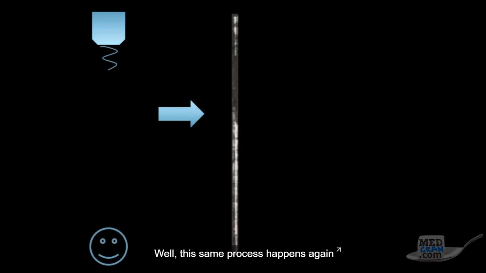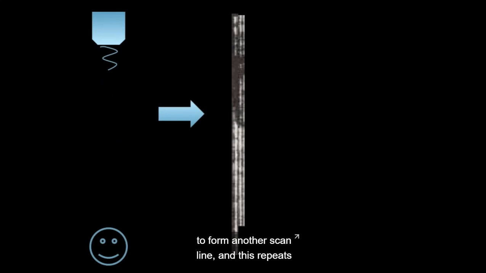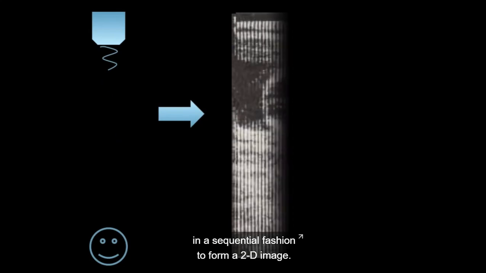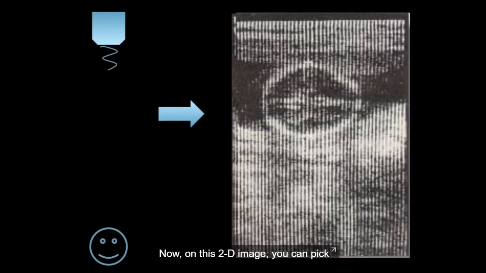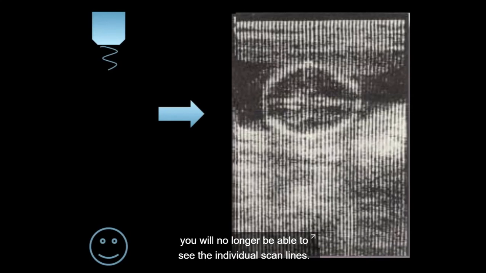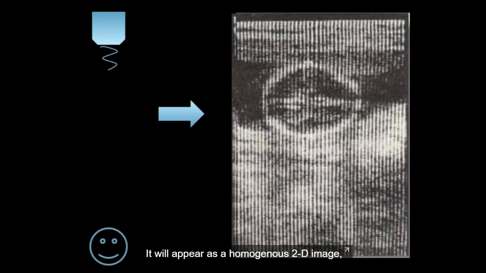Well, this same process happens again to form another scan line. And this repeats in a sequential fashion to form a 2D image. Now, in this 2D image, you can pick out the individual scan lines. And that's because it's an old ultrasound image of a fetal skull. But in modern ultrasound images, you will no longer be able to see the individual scan lines. It will appear as a homogeneous 2D image. But the image is still generated in the same fashion.